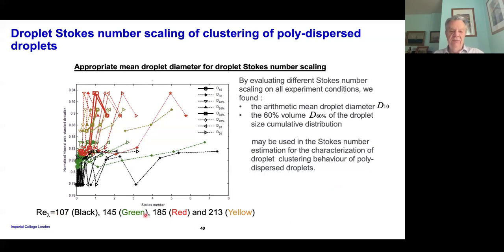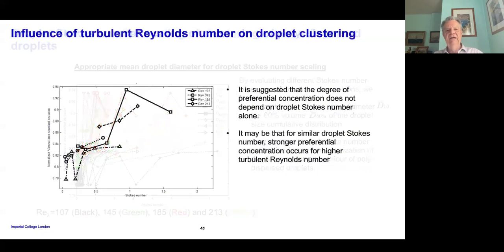And if we change the level of turbulence, going from black to green, red, and yellow, you see again the standard deviation of the Voronoi areas keep increasing as you increase the level of turbulence. So you see those at the top, the values are bigger, which indicates that you do have some stronger redistribution of the particles at high levels of turbulence. So effectively, the Stokes number scaling doesn't seem to be able to capture well the behavior at higher levels of turbulence.